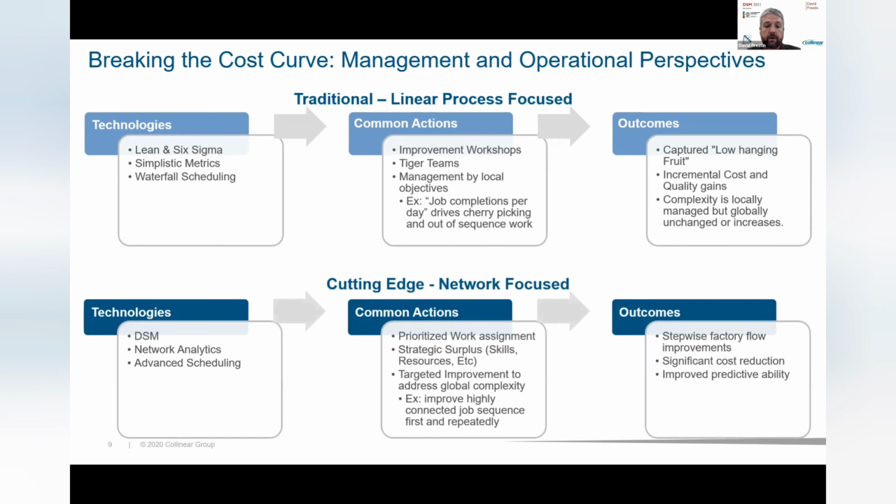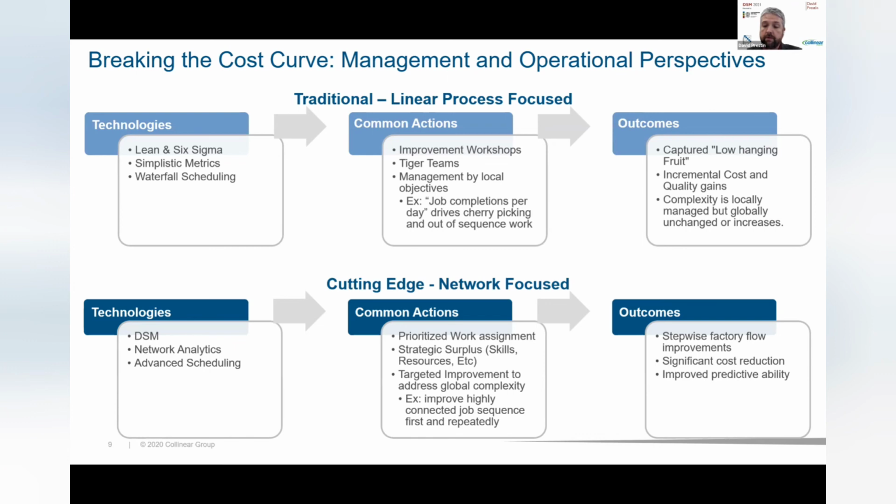So the cutting edge that we're applying in industry apply technologies like DSM, network analytics, and advanced scheduling in coordination and integration with one another, along with a host of methods and just good old hard work out there on the manufacturing floor. Those common actions, what that gets for us is prioritized work assignments, strategic surpluses, otherwise known as buffers, to absorb those impacts and that variability. And we get targeted improvements to address that global complexity. An example of that might be improving highly connected job sequencing first and repeatedly over time in these production systems.